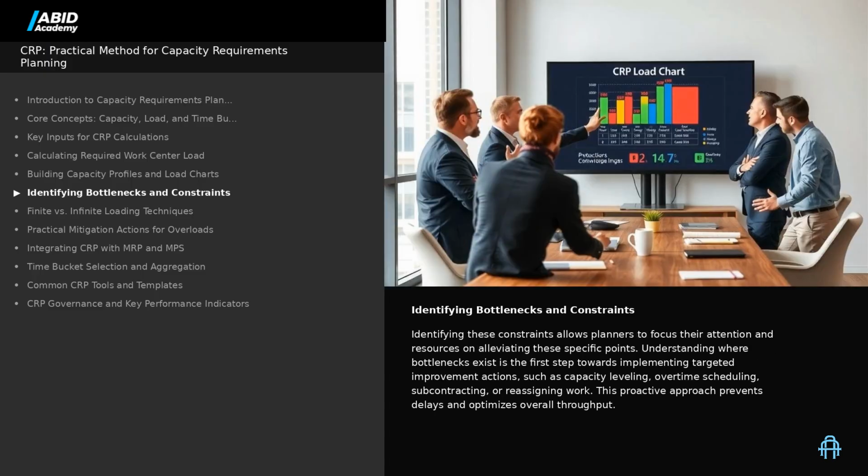Identifying these constraints allows planners to focus their attention and resources on alleviating these specific points. Understanding where bottlenecks exist is the first step towards implementing targeted improvement actions, such as capacity leveling, overtime scheduling, subcontracting, or reassigning work. This proactive approach prevents delays and optimizes overall throughput.